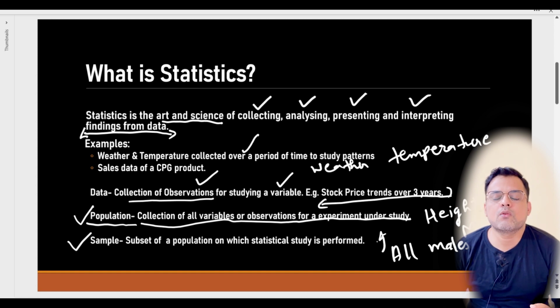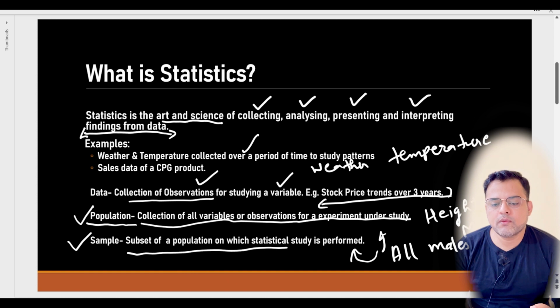Since you are not going to collect each and every male's data, it's not possible, and it's costly also, there's a concept called a sample. So we collect a sample out of it. A sample is a subset of a population in which a statistical study is performed. So a sample will always be a subset of a population. By now you should be very clear on what statistics is, what data is, what population is and what sample is.